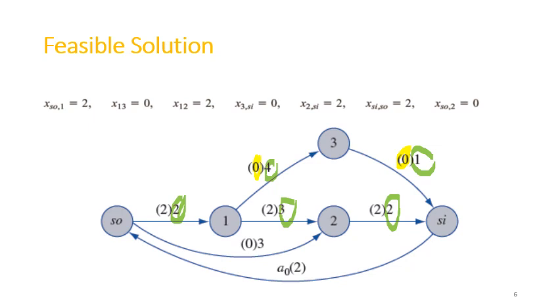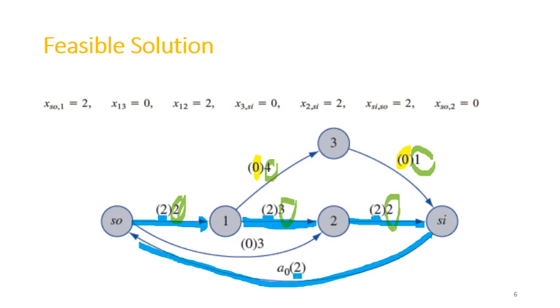So let's see what this feasible solution says. It says that from the source to the first node, we assign a flow of 2 liters of oil. And then those 2 liters of oil will go from 1 to 2. All 2 liters go from 1 to 2, and then again, all those 2 liters will go from 2 to the sink. And then to make this solution balanced, we have an artificial arc that says those 2 liters flow back from the sink to the source.